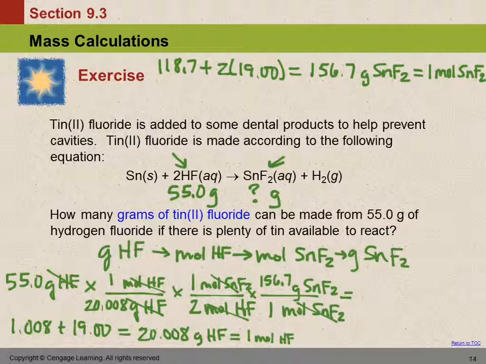If you multiply by 1, it doesn't matter. So 55 times 1 divided by 20.008, just going straight across, times 1 divided by 2 times 156.7 divided by 1 equals, and again we were starting out with 3 significant figures, so I'm going to report my answer as 215, and the unit that isn't crossed off is grams of SnF2. Any questions?